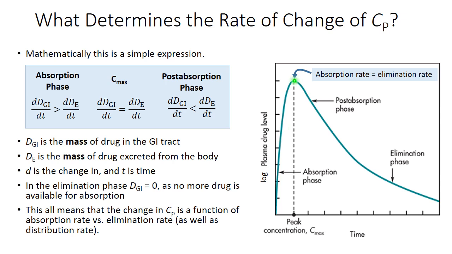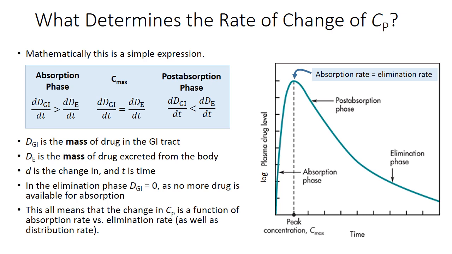Like I said, at the Cmax, the absorption, which is also expressed as drug leaving the GI tract, right? That change in drug mass in the GI tract is equal to the change in drug mass from the plasma, which is considered elimination. D sub E is basically the mass of drug eliminated from the plasma. Okay, so that's pretty much equivalent at that point.